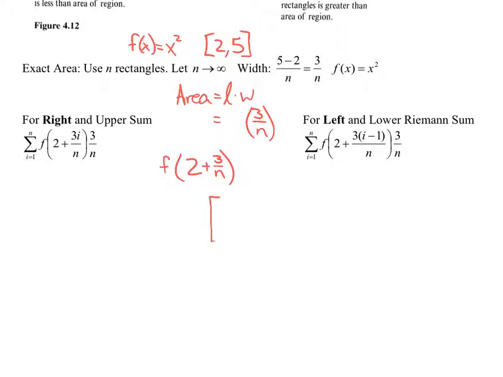So it'll look like this. The function will be coming through something like that. All right, but it's going to be 3 over n wide, and the height of it is going to be whatever f of 2 plus 3 over n equals. Okay?